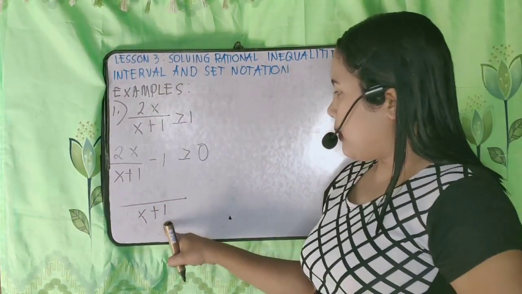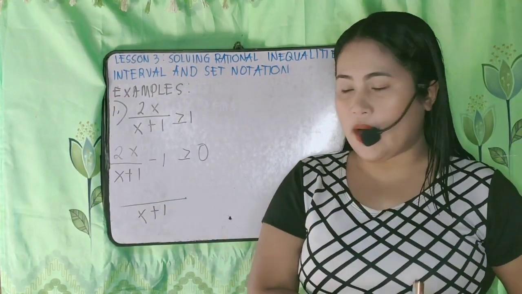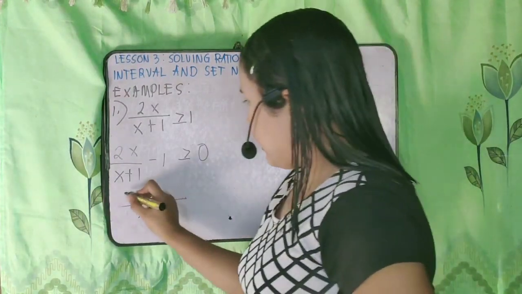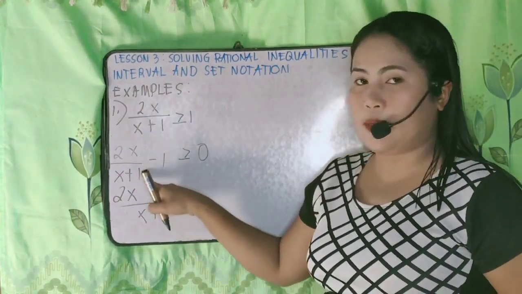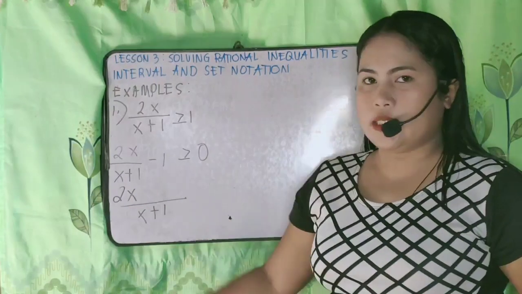Okay? So, x plus 1 divided by x plus 1, of course, equals to 1. So, 1 times 2x. So, of course, the answer is 2x.